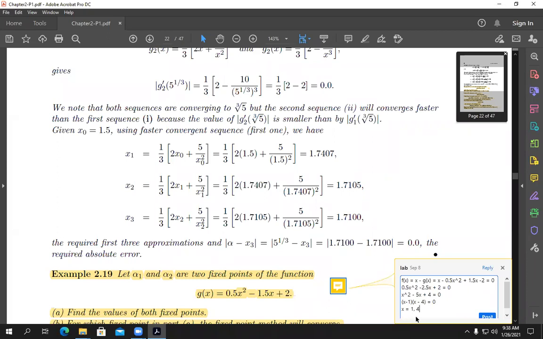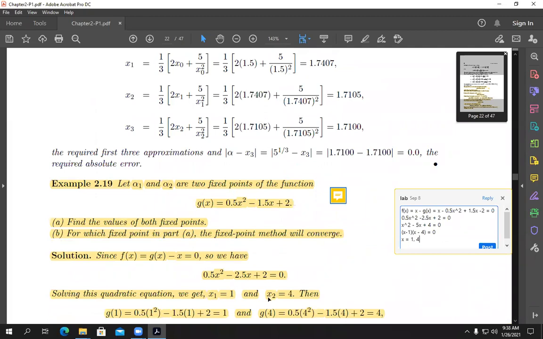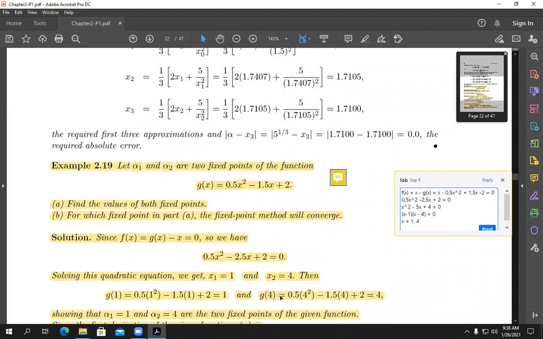Now if you want to check, this is the root for f, but a root for f is also a fixed point for g. Can you check here, please? You put 1 here. When you put 1 here, what is the answer? 0.5 minus 1.5 plus 2. How much? 1. So g1 is equal to 1, and when you put 4, inshallah, you will get the same thing. This gives you x equal to 1 and 4, and g1 equal to 1. You can check g4 equal to 4. This is correct. Yes, 1 and 4 are the fixed points.